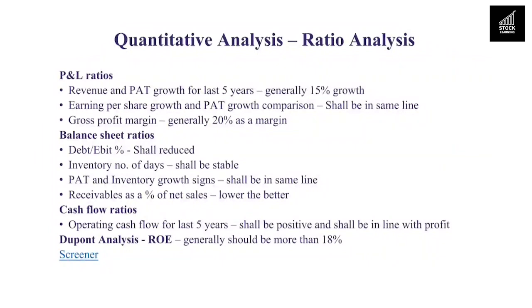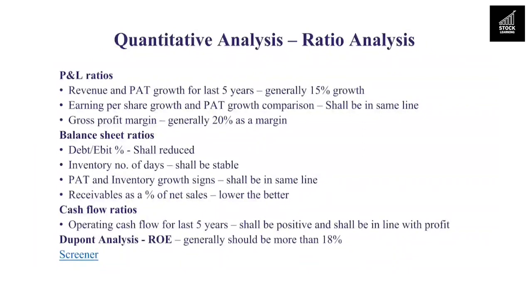The second one is the inventory number of days. Someone yesterday asked about inventory number of days and debtors number of days. Now why is this ratio important? The inventory number of days shall be stable for a company. This ratio should be compared for at least a period of 5 years. When you say inventory number of days, it means the stock that remains with the company. It should not be that in one year the company has 100 inventory number of days, and the other year it has 150 or 180 number of days. It should not be that way.